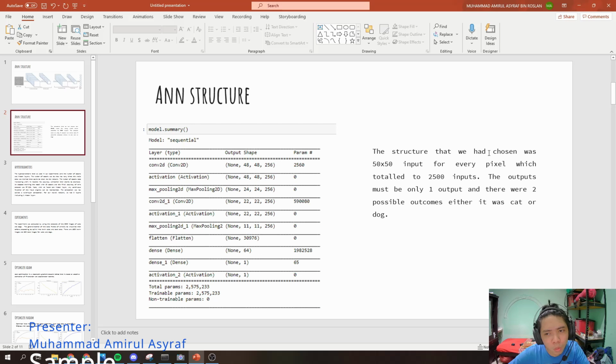So the structure that we had chosen was a 50 times 50 input, where every pixel totals to 2500 inputs. The output must be only one output, and there were two possible outcomes, either cat or dog.